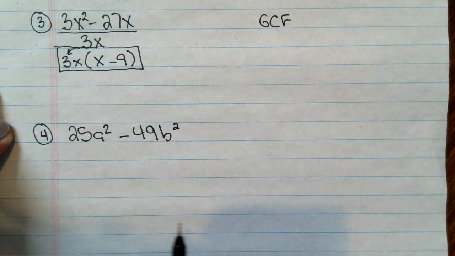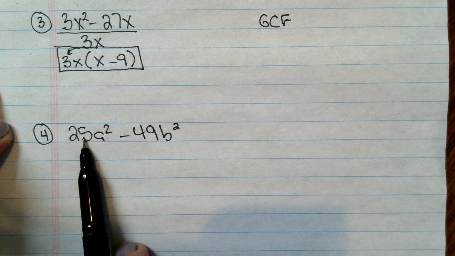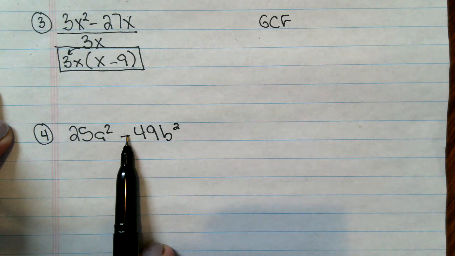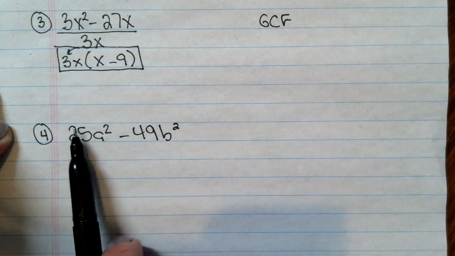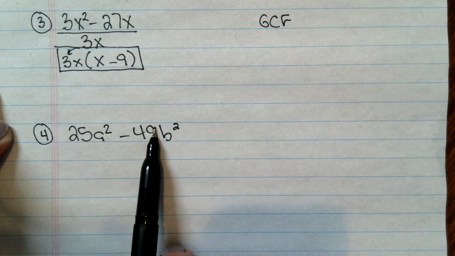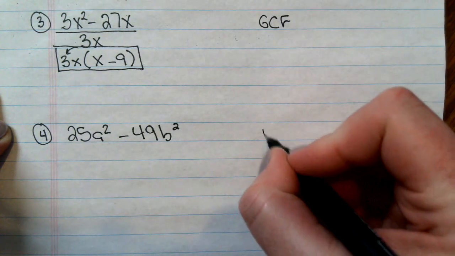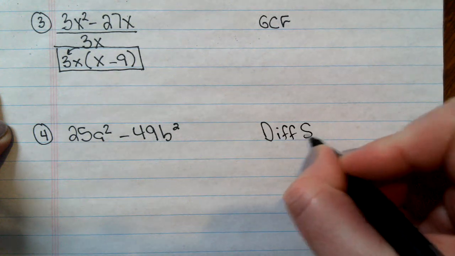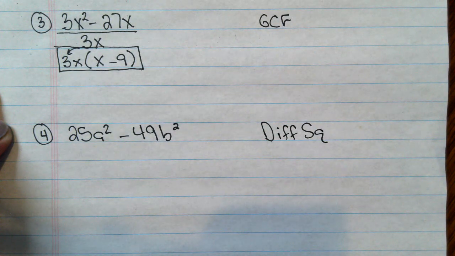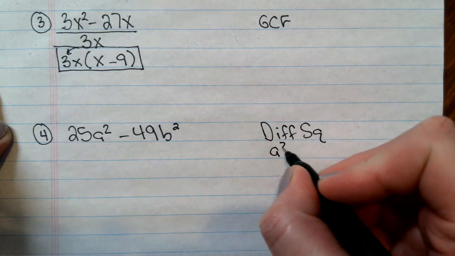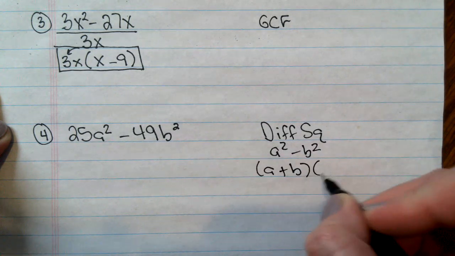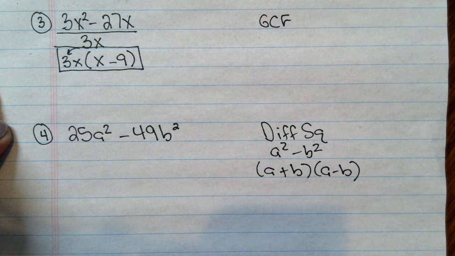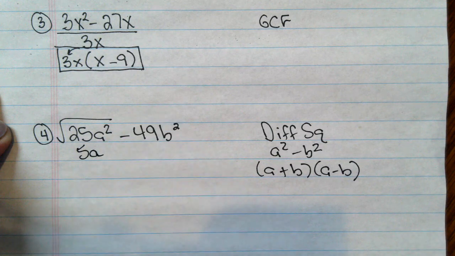Number 4, I have two terms, 25a squared, so that's a perfect square. I have subtraction, 49b squared, that's also a perfect square. So anytime both of these numbers and the letters are perfect squares and you have a subtraction, I'm going to factor this as the difference of squares. The difference of squares says when you have a squared minus b squared, that factors as a plus b, a minus b.